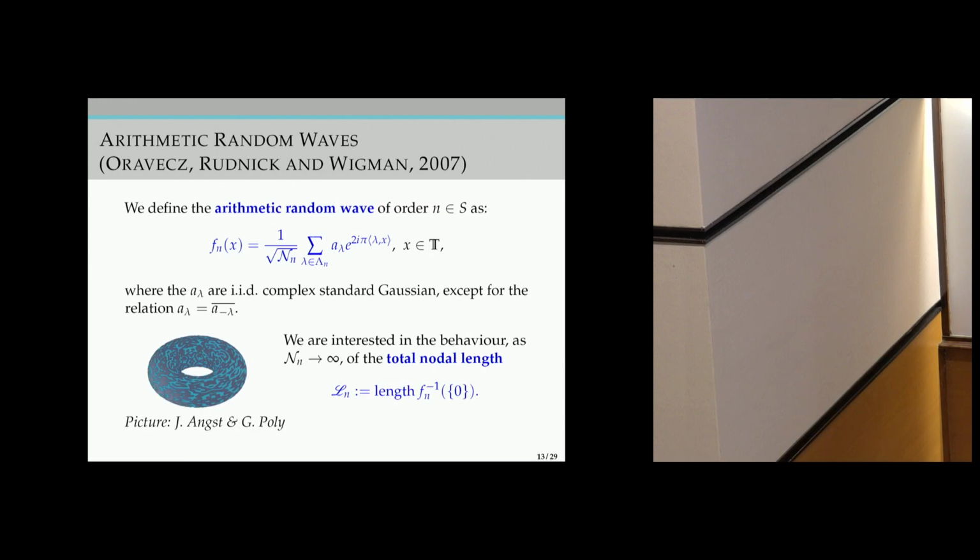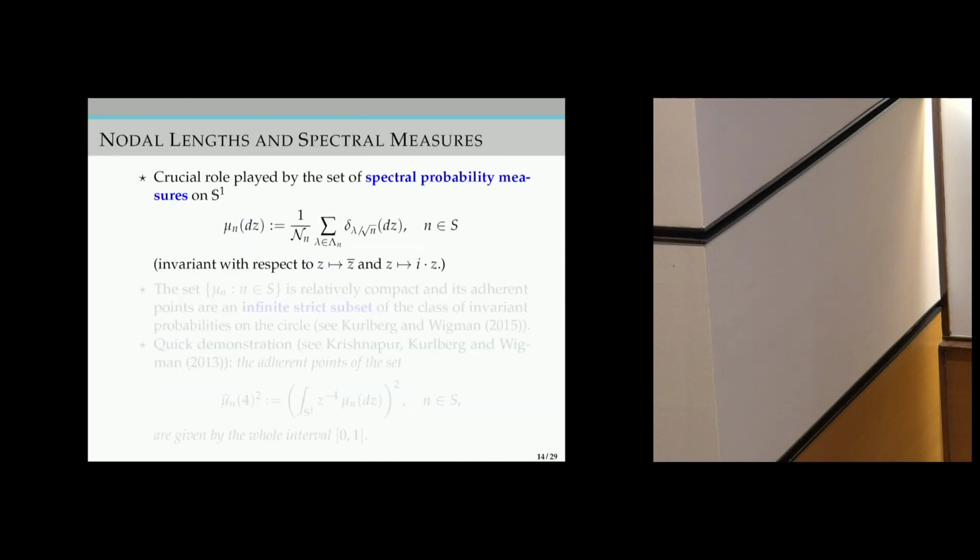This is a very interesting collection of random fields, and it is stationary. It is invariant with respect to translations. And once again, one is interested in the behavior of the total nodal length of this field. You fix the torus, and the zero set is given by a smooth collection of curves that are rectifiable, so you can measure them, and you can then look at what happens whenever you let n go to infinity. Some remarks here: this is a stationary Gaussian process, and there is at least one interesting phenomenon that goes on, and the phenomenon is the following.